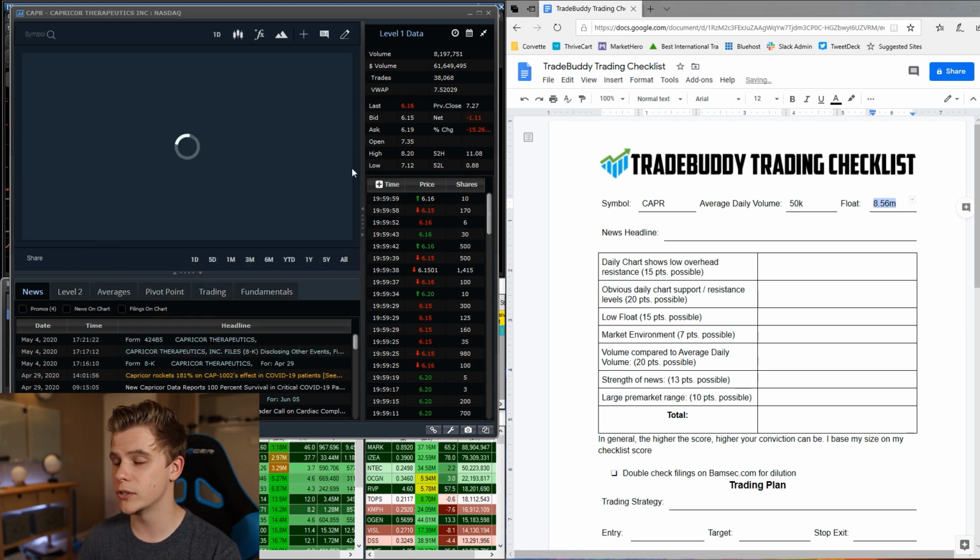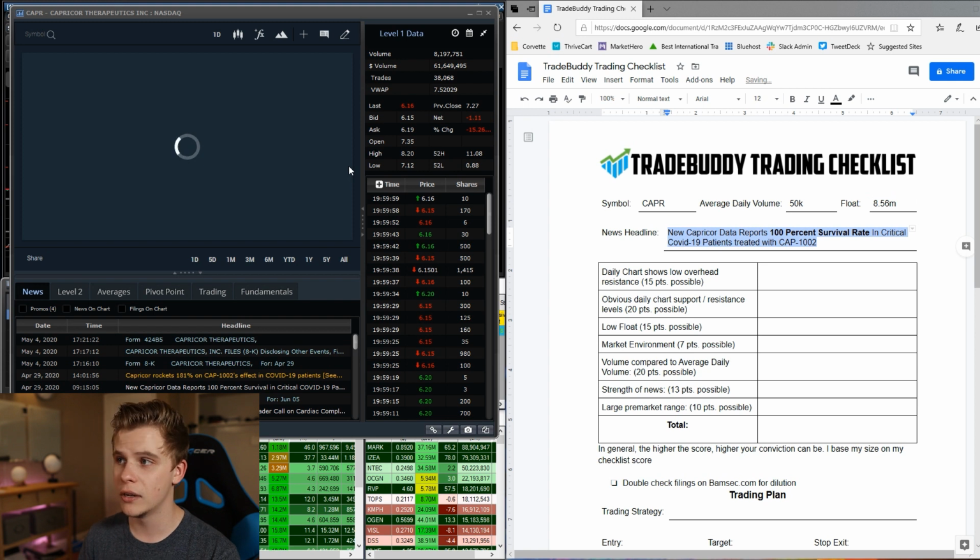The float was only 8.56 million. That is a low float in my opinion. And of course, the headline we just copy paste there: 100% survival rate, and you can see I bolded that because that's obviously very good news. So from there we get the basics. We know the symbol, we know the float, we know it has a low average daily volume, and we know it has really good news.